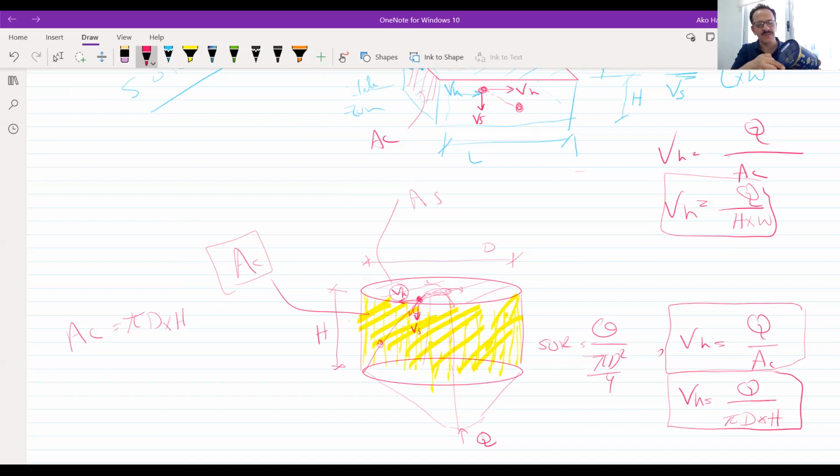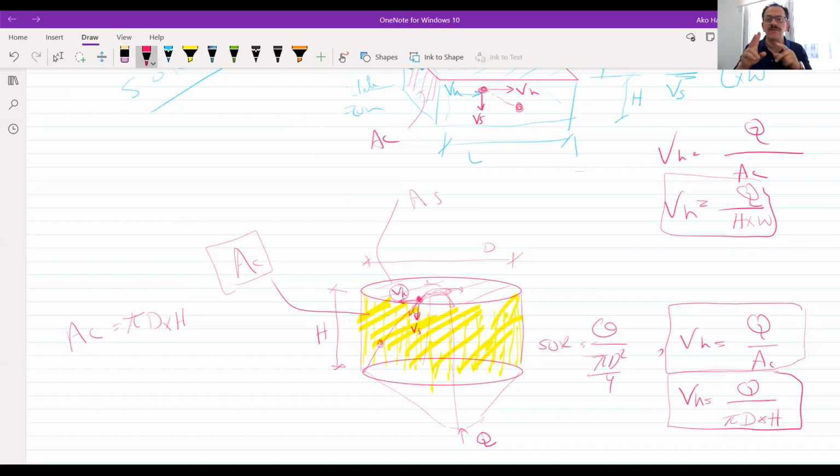So you have this πd, which is the circumference of this tank. So πd times the h will give you the surface area, which is called the cross-sectional area, the area that's perpendicular to the flow. So Q divided by this one will give you the horizontal velocity. Yes. Okay? Yes, doctor. Thanks.